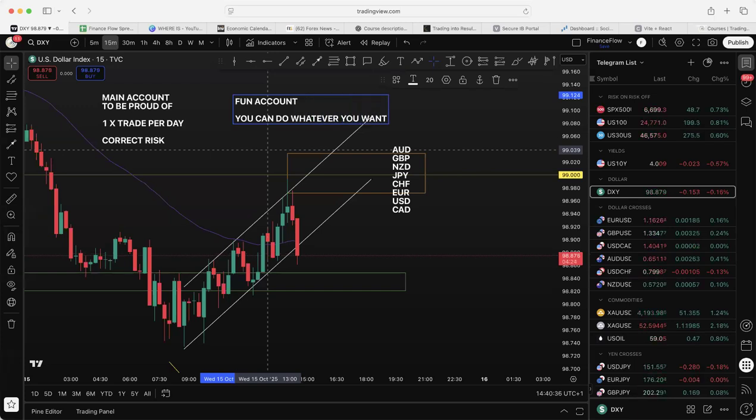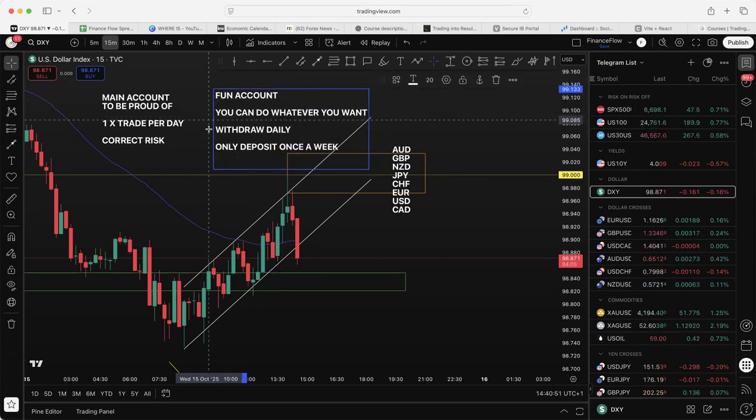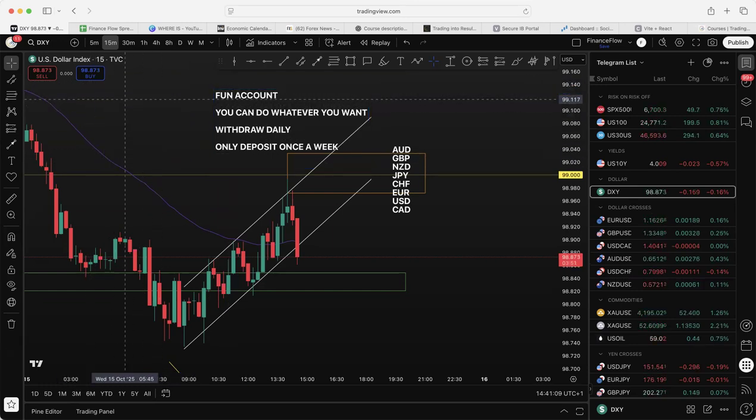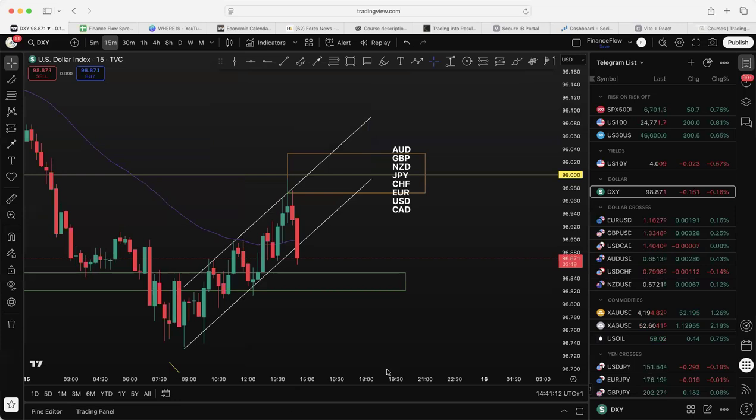This one you can do whatever you want. My only rules normally are withdraw daily, and only deposit once a week. This one here is your gold scalping, your crazy trades, just go for it. But make sure you're withdrawing daily, and make sure that these trades, even if you blow it, don't creep into this one. Keep this one your proud one, and I promise you, if you struggle with over trading, it'll really help you.